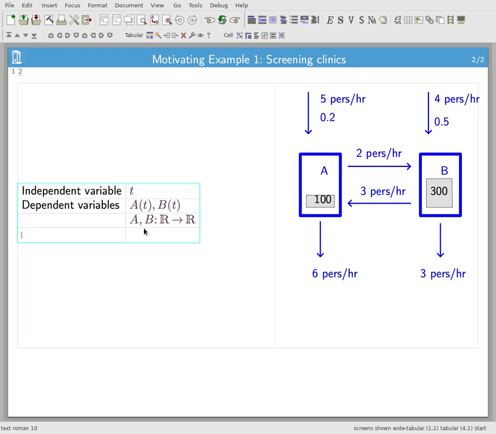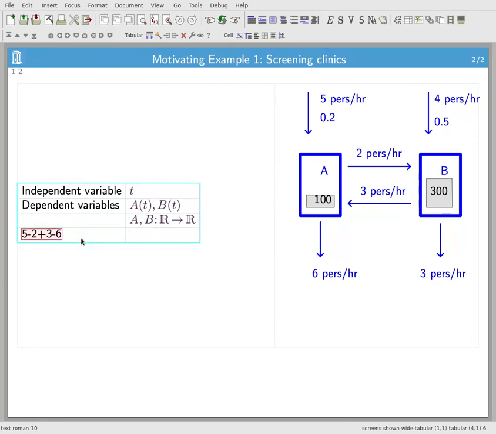Now, note that not only have we ensured overall steady state in the sense that 5 plus 4, 9 persons come in both clinics and 9 persons go out, but also we have ensured steady state for each individual clinic in the sense that we have, for clinic A, let's say 5 coming in, 2 being transferred to clinic B, another 3 coming in from clinic B, and finally 6 going out. So all of that is of course going to be 0, and we are in steady state.